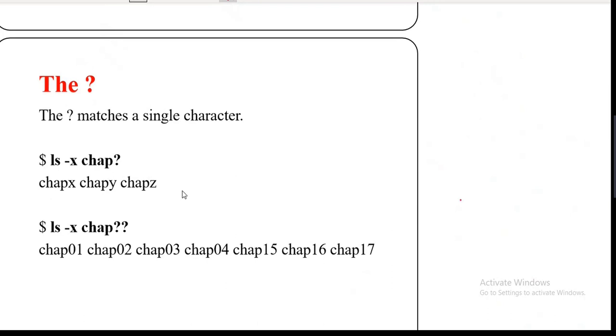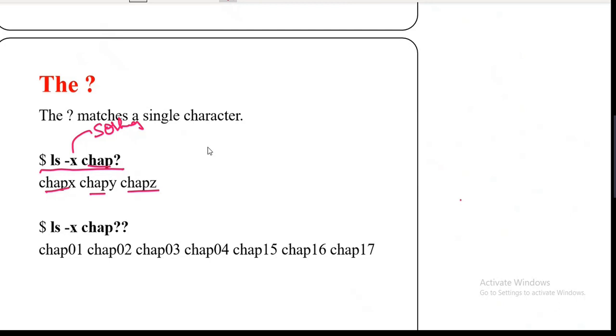Next, the question mark, I told you it is going to match only a single character. When I specify this ls -x, which is the option, you just find out what -x is. It is used for sorting files. Next, I am giving the meta character question mark. So what does this question mark indicate here? A single character. After these 4 characters, any file that is followed by 1 character will be displayed. That is chapter X, chapter Y, chapter Z.